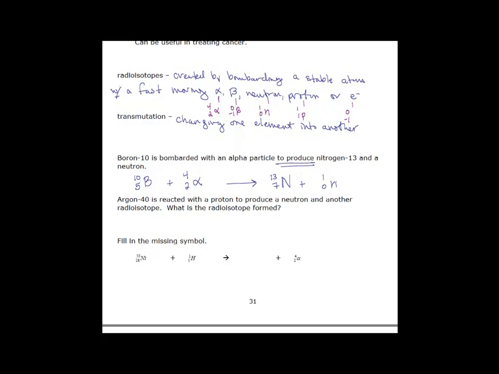Now double check that your math checks out. 10 plus 4 gives you 14. So on this side, we need to have a sum of 14 as well. 13 plus 1 gives you 14. So that checks out. 5 plus 2, 7 plus 0.